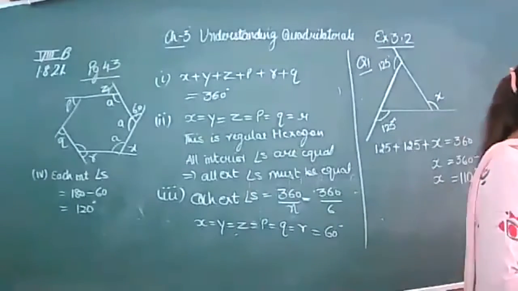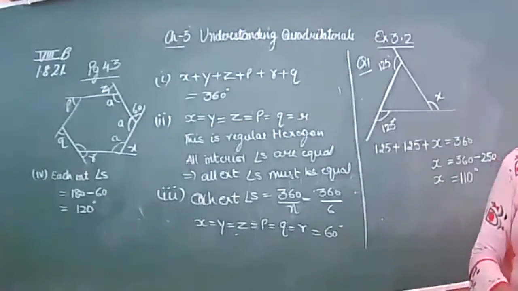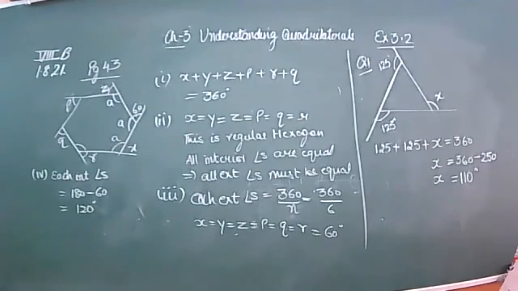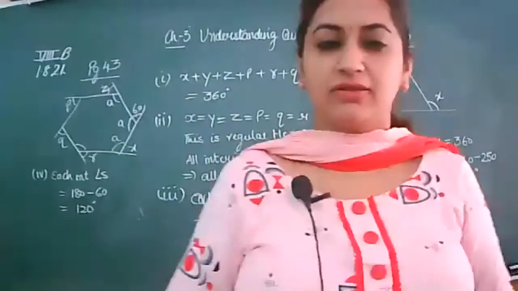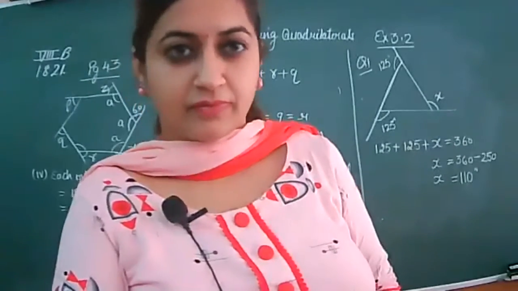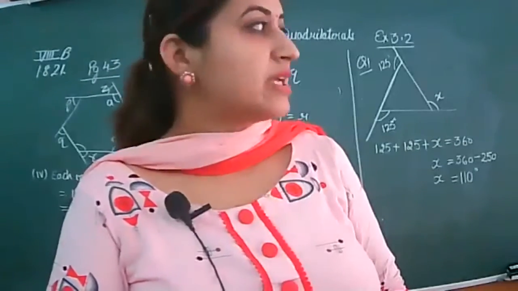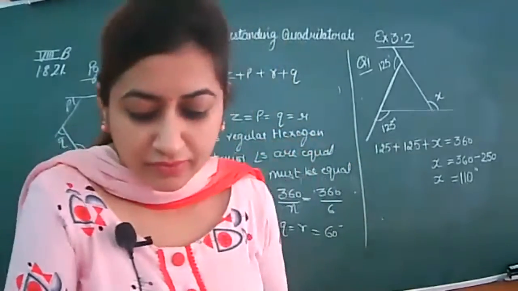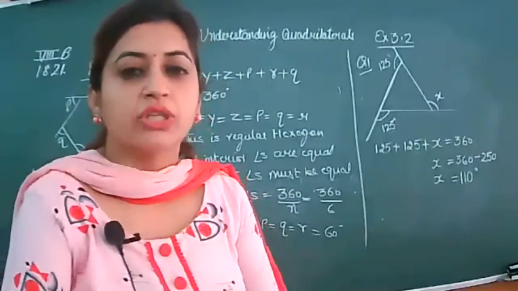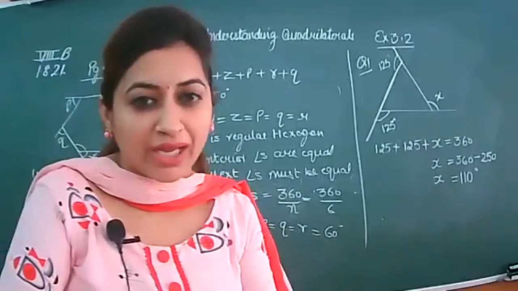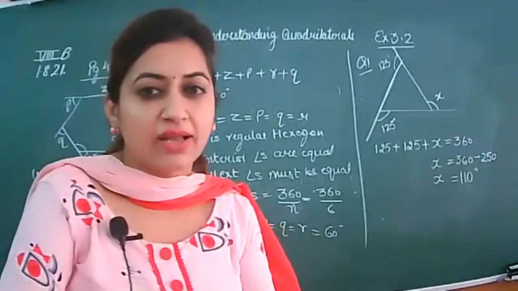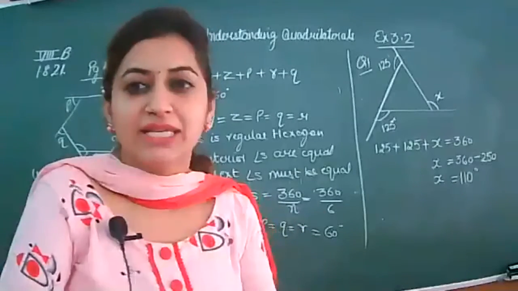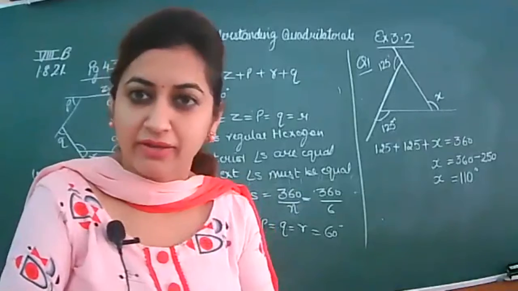Read out the second question. Find the measure of each exterior angle. Sides are given. Yes, the formula for each exterior angle is... yes, Akul. Yes, ma'am, 360 by n. Yes, write down. For question number 2, write down n is equal to 9. Number of sides are 9. Each exterior angle is 360 by n.